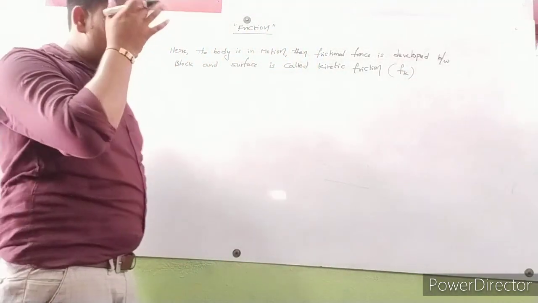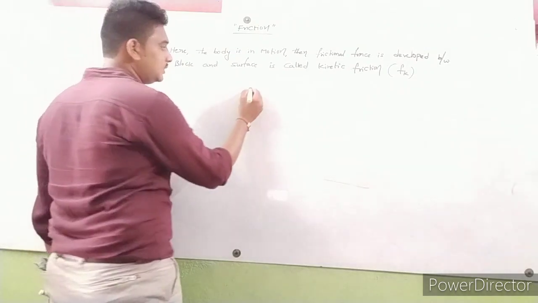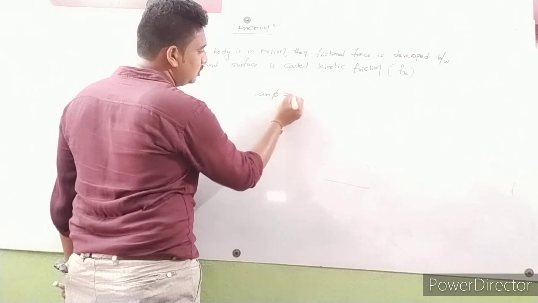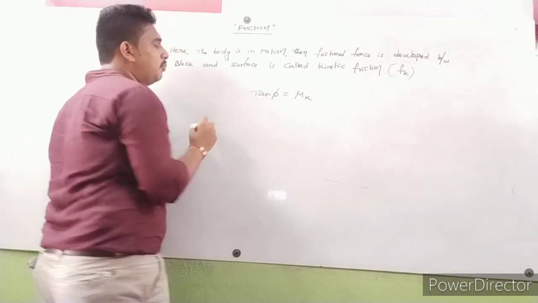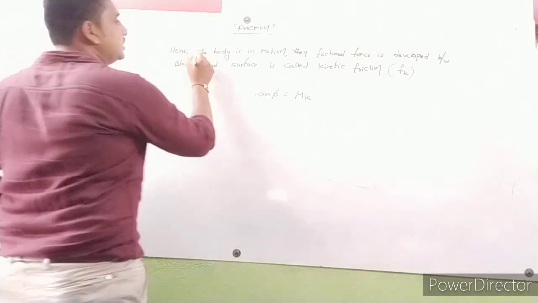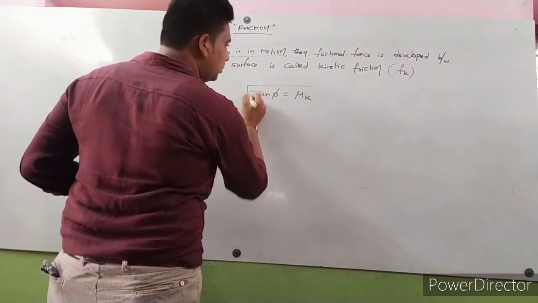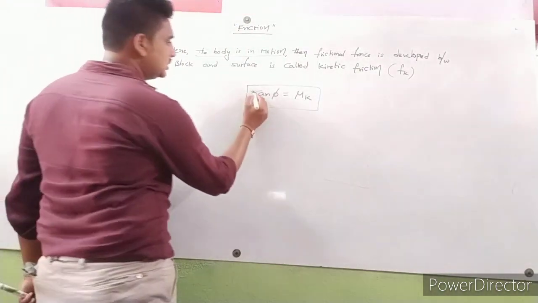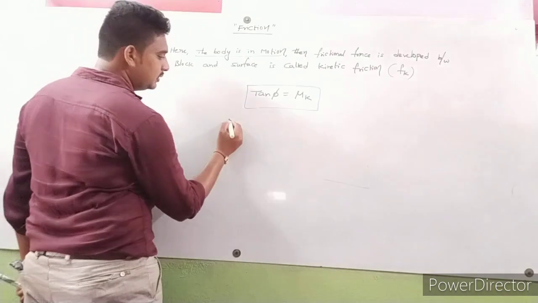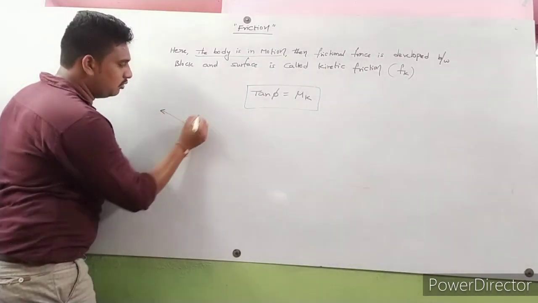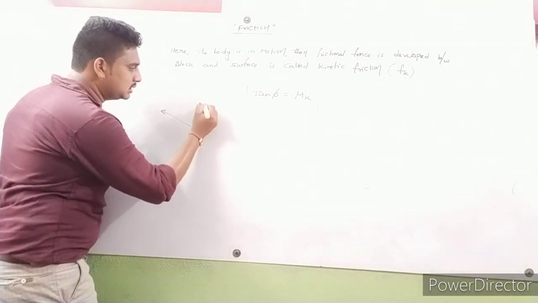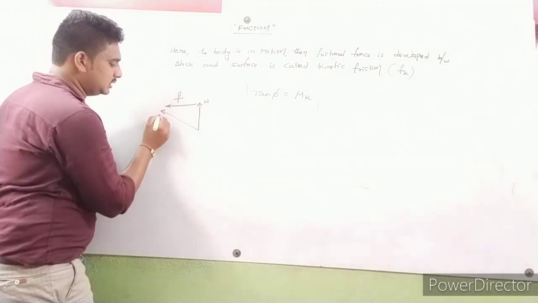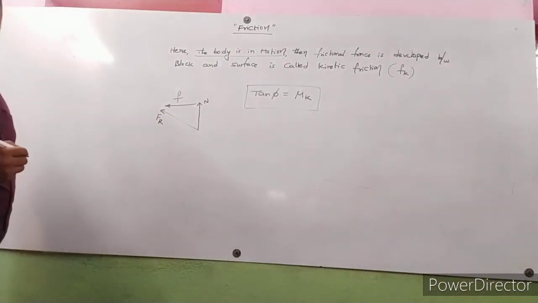When the block is in motion, then definitely tan φ is equal to μk. So from this, tan φ is equal to μk. Here, you already know this is the resultant force, this is the normal force, and here it is the frictional force. This is the resultant force. Is it or not?